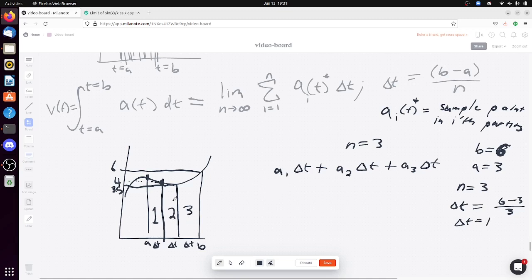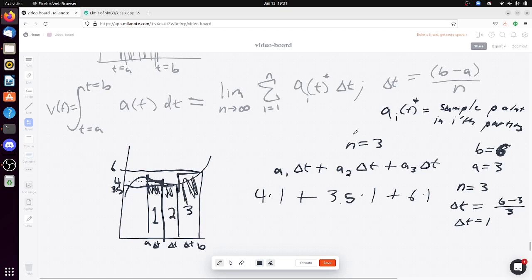So we're going to have 4 times 1 plus 3.5 times 1 plus 6 times 1. And this will approximate the area under the curve. It'll basically be this. So it'll be a decent approximation.